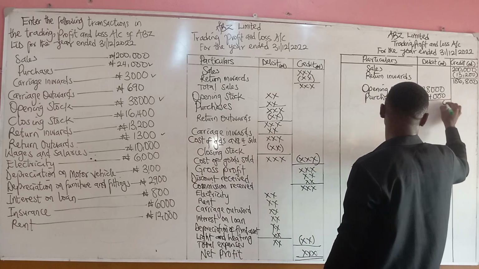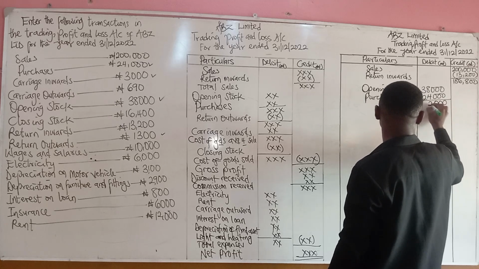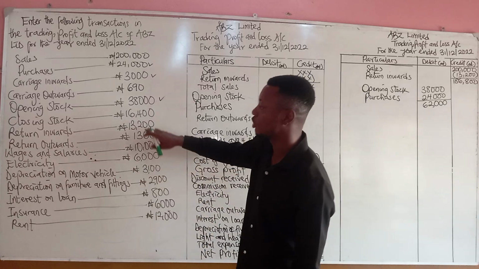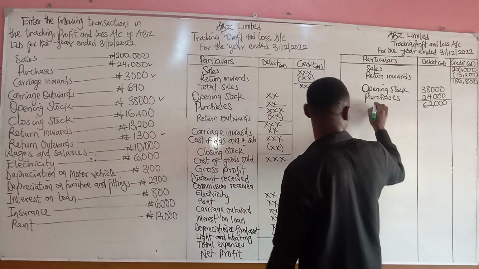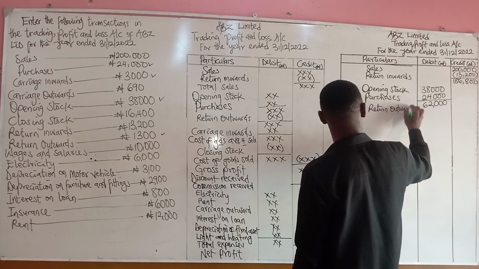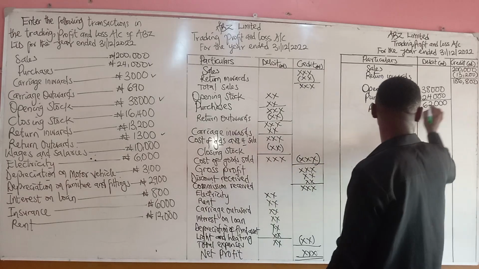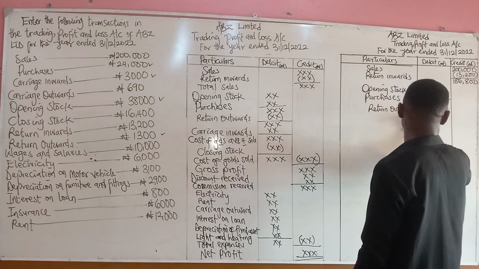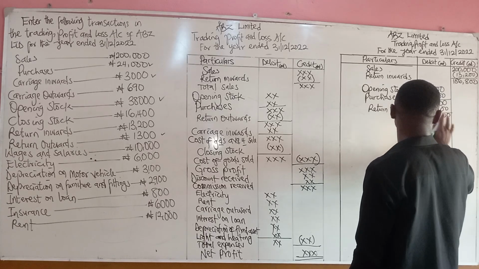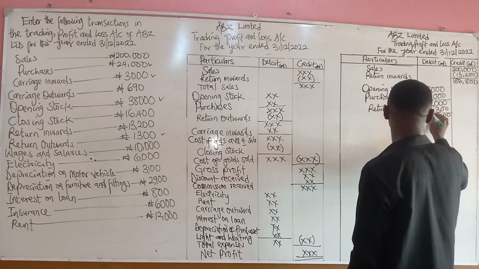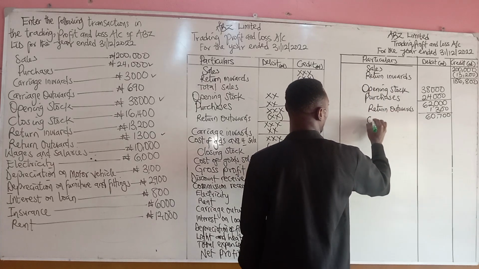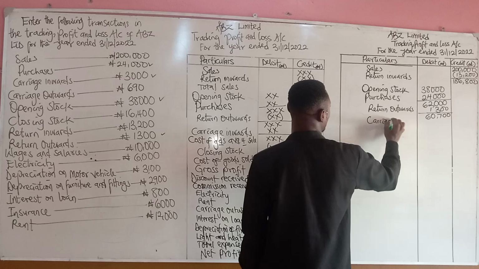Now if I add these two, this is 2 carry 1, 5, 62,000. Then the next thing I'm doing now, I'm subtracting the return outwards. So I have return outwards. Return outwards is 1,300. This is 0, 0, 3, 10 minus 3 is 7. 1 minus 1 is 0. Then we have 60,700. Then I'll add my carriage inwards.